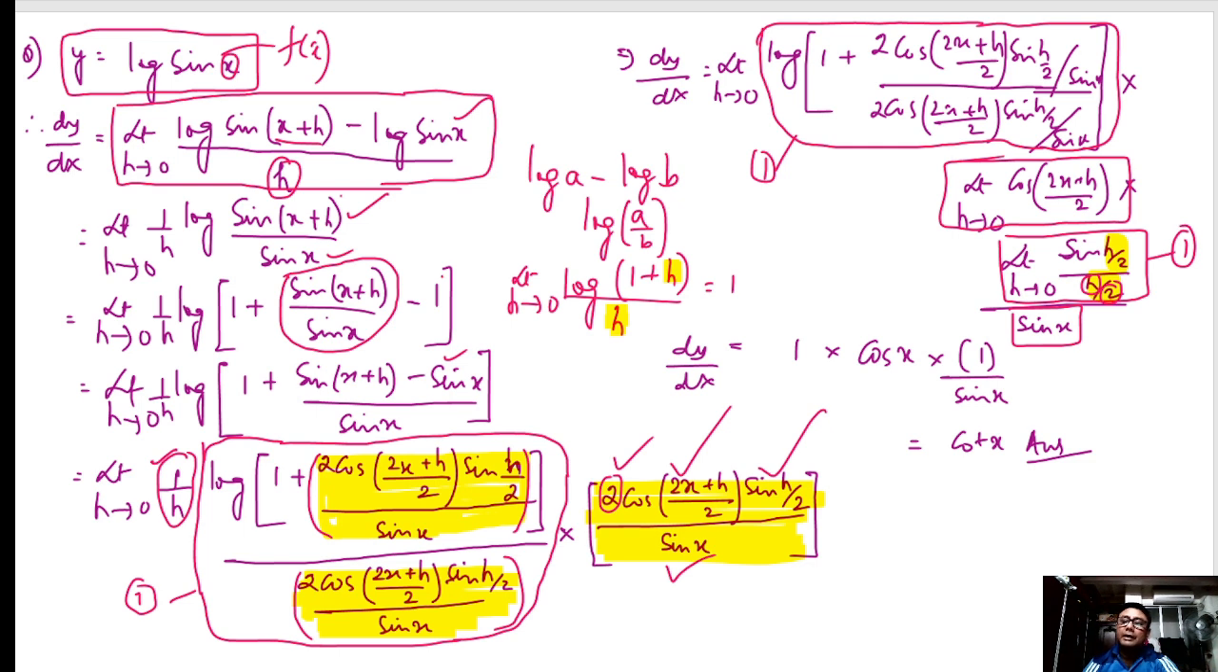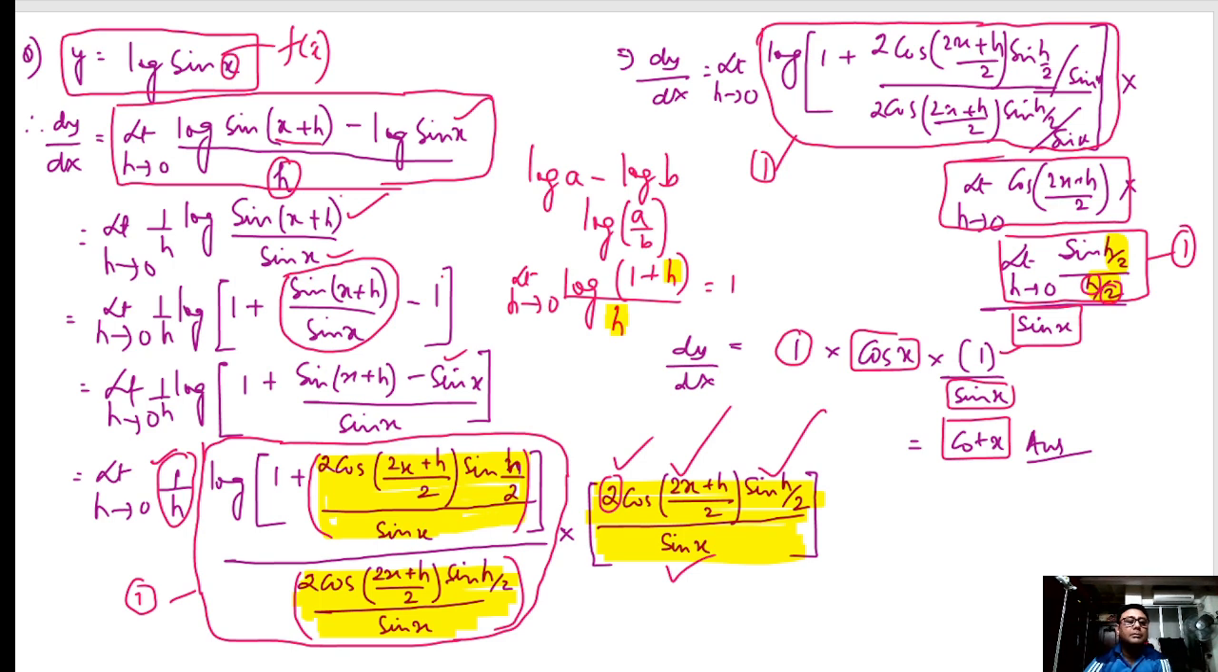Okay, and here putting 0, we get cos x. So basically from the log we get 1, and then we get cos x, and then in the limit h tends to 0, sin h by 2 by h by 2 gives you 1, divided by sin x. So basically it is cot x. So this is the answer with the first principle. Using first principle we got this as the answer.